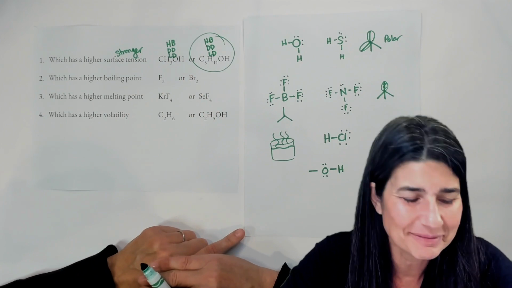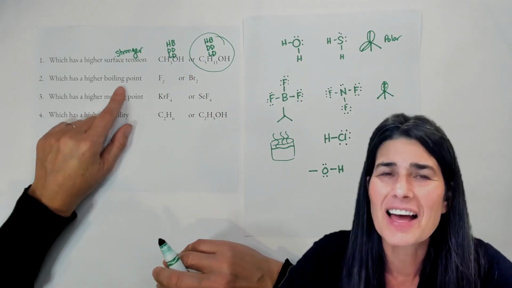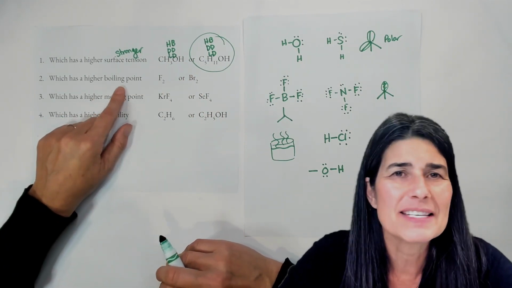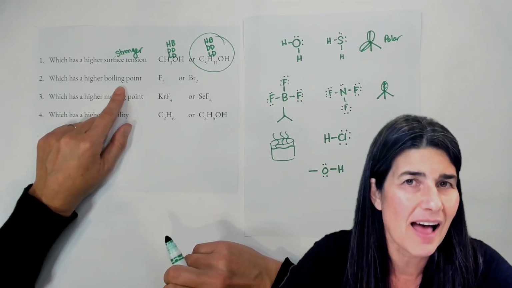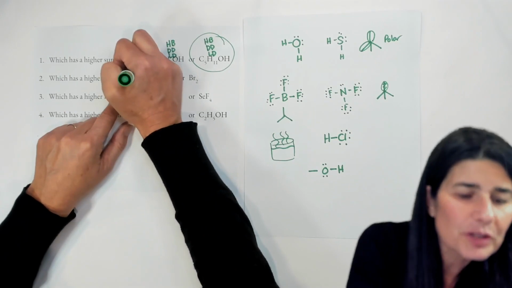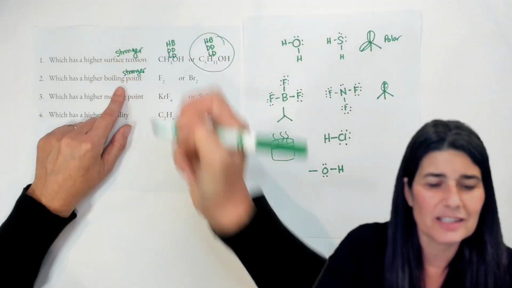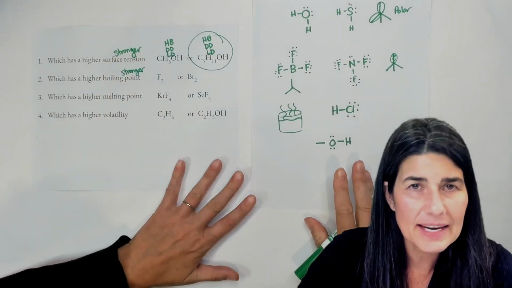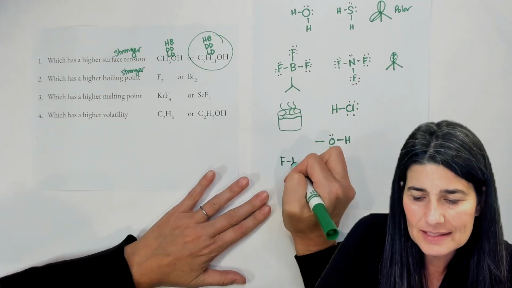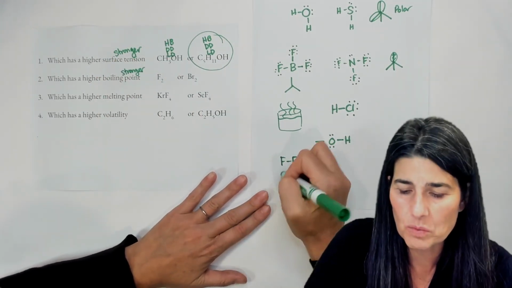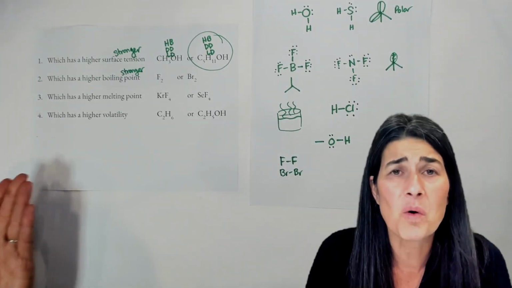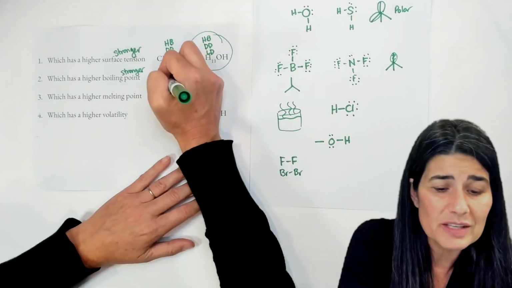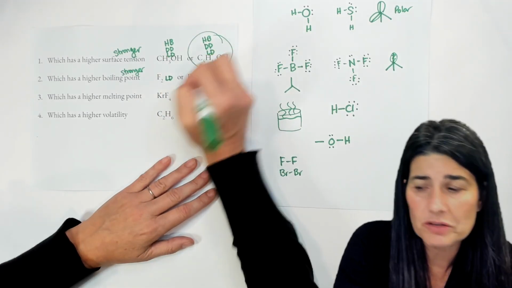All right, next set. Who has the higher boiling point? If it doesn't boil easy, it's going to have a very high temperature to boil, a high boiling point. We're looking for the forces that are stronger. Now, if we go ahead and draw that, F2 is nonpolar, no one wins a tug of war. Br2 is nonpolar, no one wins a tug of war. Nonpolar molecules experience London dispersion forces.